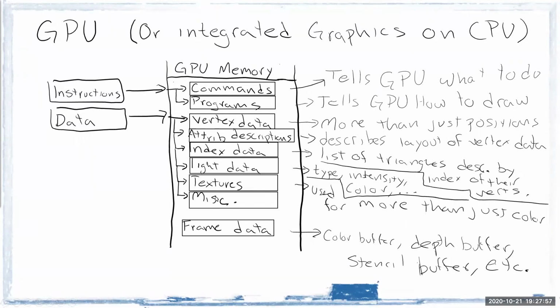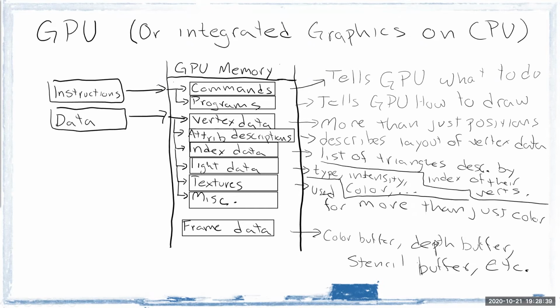And then there's some other miscellaneous data we can add. And then in the GPU, we'll have frame data, which is created and maintained by the GPU on its own memory. And that's where we get back all of the color values and stuff that we need to know. So the frame data can be the color buffer, which is just the array of all of the pixels that get drawn to the screen.